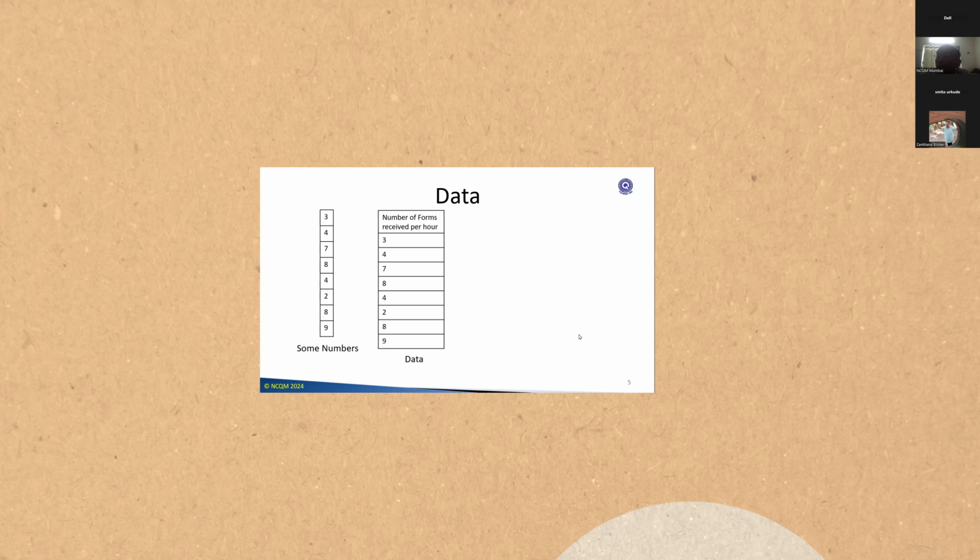So then you can set a target that, on an average, my target is 10 forms per hour. But what you are getting is only 5.5 forms per hour. So this helps us in understanding that we need to increase our average. Second is what is the variation? Range. What is the range?